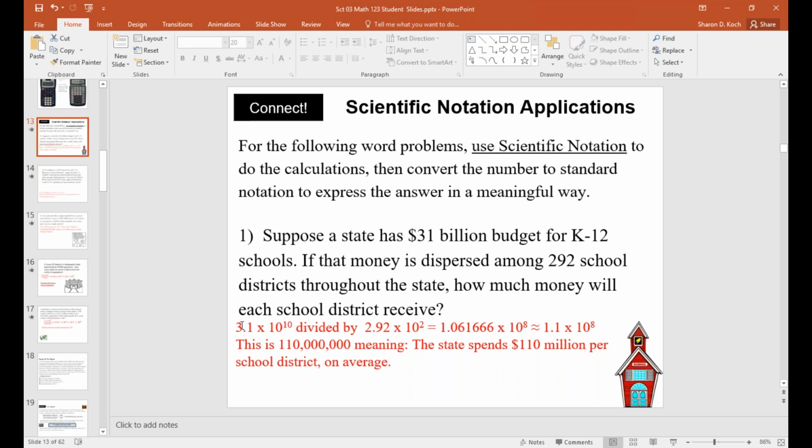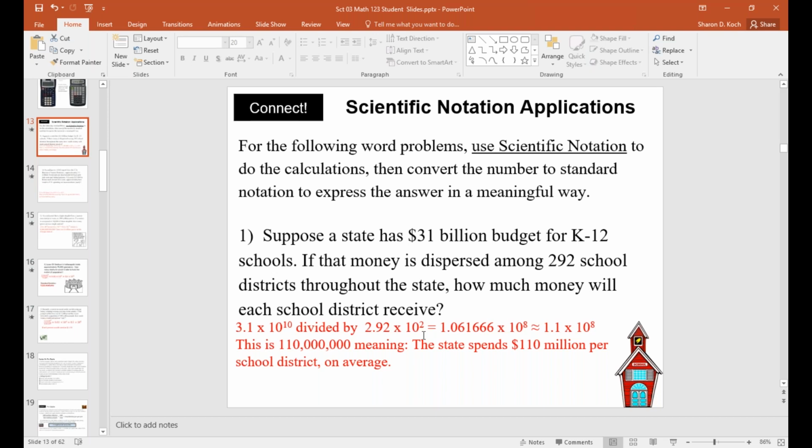Okay, so either of those would be okay to start doing the problem, because really what we're looking for, unless it says specifically to put all the numbers that you're multiplying or dividing into scientific notation form, you can worry about that at the end. Okay, and then the other number, 292, would be 2.92 times 10 to the second. So in this case, if I'm dispersing it, I'm basically dividing it up, right? So I'm dividing, here's the money, divided amongst those schools.